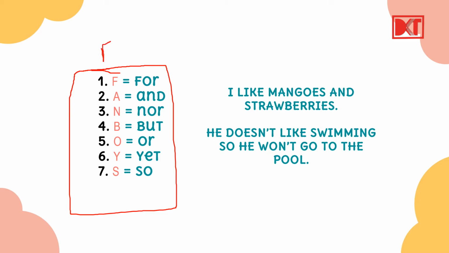F for for, A for and, N for nor, B for but, O for or, Y for yet, and S for so. All these are coordinating conjunctions. Alright. Let's see a few examples.